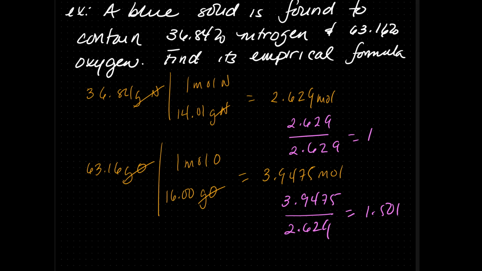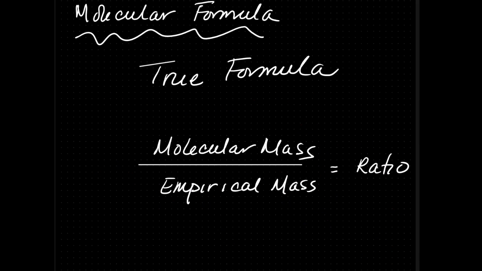So I'm going to multiply the top one by 2. So if I multiply the top one by 2, it becomes 2. The bottom one, if I multiply it by 2, it's going to be 3.002, which is roundable to 3. So my empirical formula is N2O3.